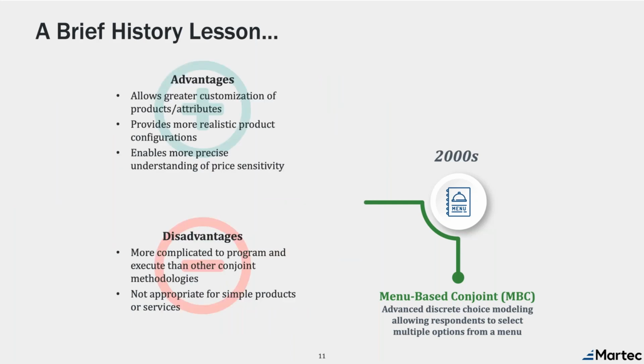Again, the advantages: it gives you greater customization of the products and the attributes, and provides a more realistic product configuration for the respondents. It also gives you a more precise understanding of price sensitivity. From a disadvantage standpoint, it's much more complicated to program and execute than other conjoint methodologies, and it's really not appropriate for a more simplistic product or service.